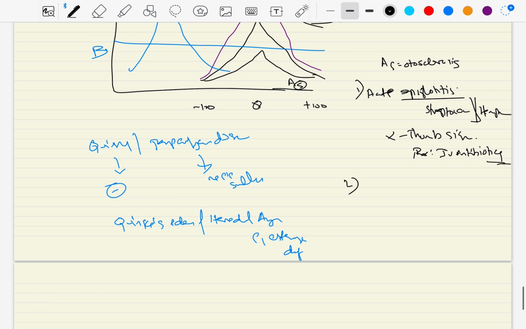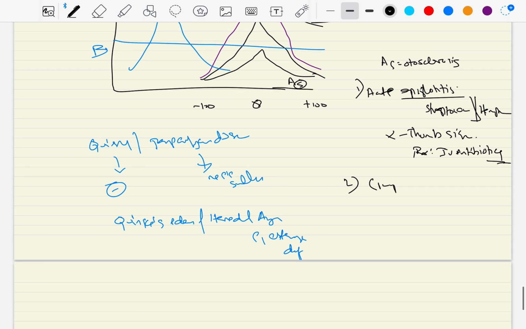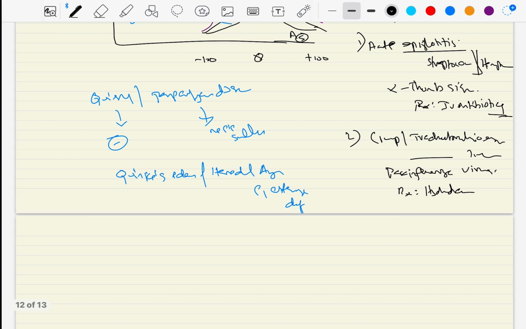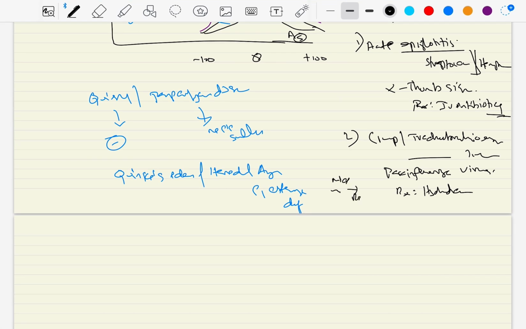Okay, then the second one is the croup, or laryngotracheobronchitis. It is caused by parainfluenza virus. Treatment is mainly hydration. If it's mild to moderate, we can do racemic epinephrine. If it's severe, you can go for dexamethasone. On X-ray there will be a characteristic steeple sign.